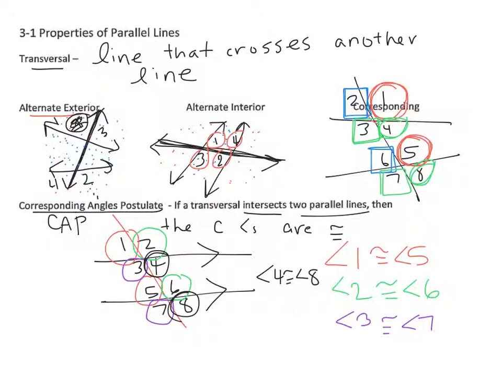So the corresponding angles postulate says if the lines are parallel, so you could be given that L is parallel to M, then the corresponding angles are congruent.